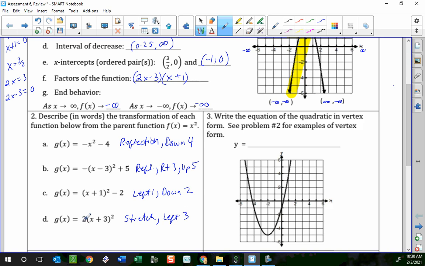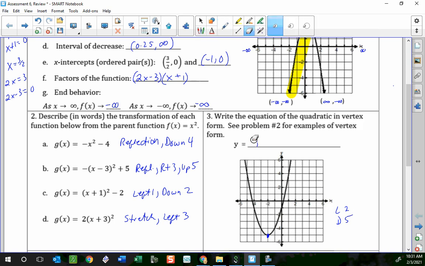And remember, if it was a number like 1/2 or some number below 1 here, right in the front, that would be a shrink. All right, looking at this parabola. The vertex of this parabola is left 2 and down 5. So left 2 and down 5.